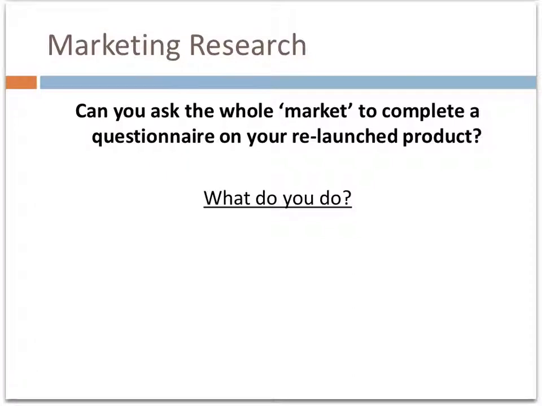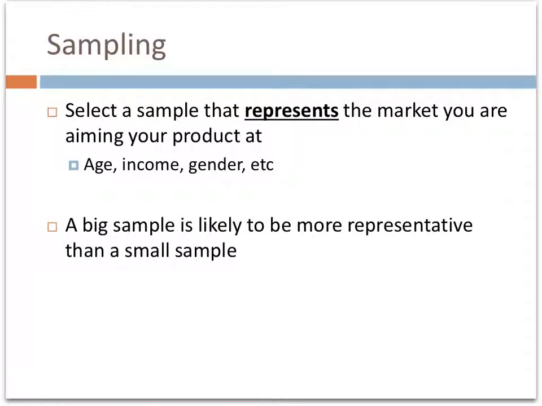When you carry out your market research, it's impossible to survey everybody. It's very expensive and it will take a lot of time. Now instead you would use something called a sample. A sample represents the market that you're aiming your product at. So if your market is teenagers, males, you would find a small selection of male people aged in their teens and carry out research on them, and it's hoped that their answers would represent the whole of the market.